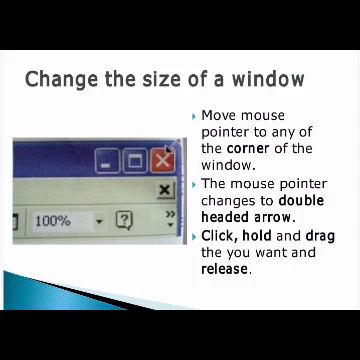Clear? So how to change the size of a window? Move the mouse pointer to any corner of the window. The mouse pointer changes to a double-headed arrow. Click, hold and drag as you want, and then release.